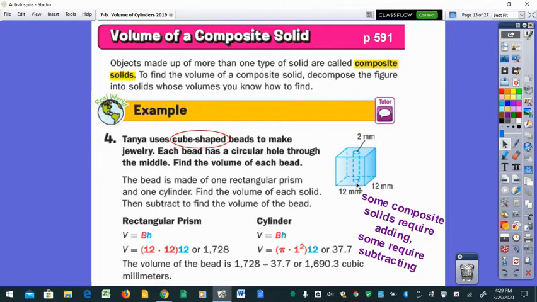To find the volume of the bead, we have to take away the cylinder. Remember, it was drilled out. So we're going to take the volume of the cube minus the hole, minus the cylinder, and the bead would be 1,690.3 millimeters cubed, or cubic millimeters.